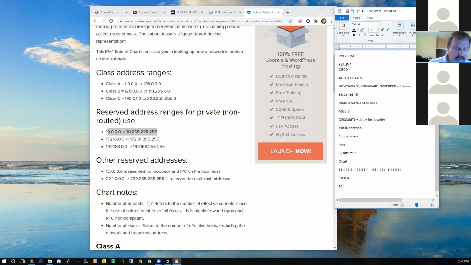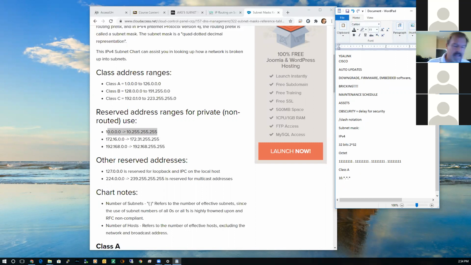So 10 dot, basically, I'm going to put an asterisk here because a lot of people already know what an asterisk is. Usually in the Windows world and the Mac world, an asterisk means wild card. In the networking world, we don't really use asterisks, we use zeros to mean everything. So Class A, a reserved address, 10 dot anything dot anything dot anything. That's a Class A address. How many Class A subnets can there be in the world? 256 Class A's.